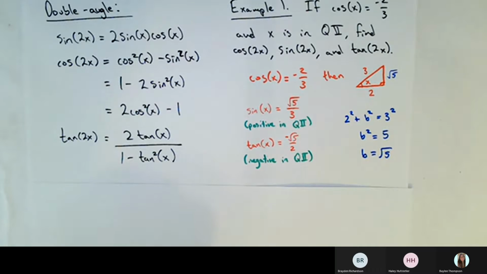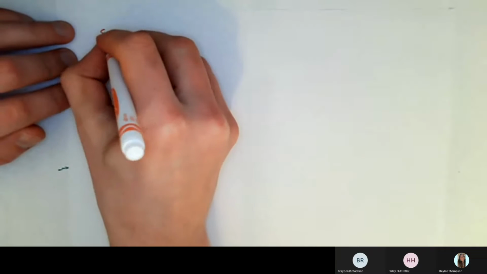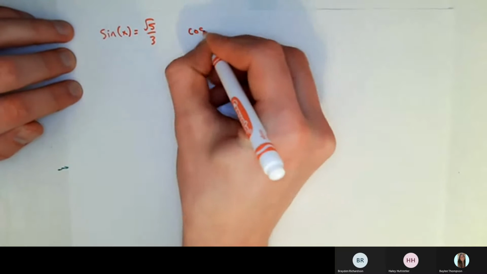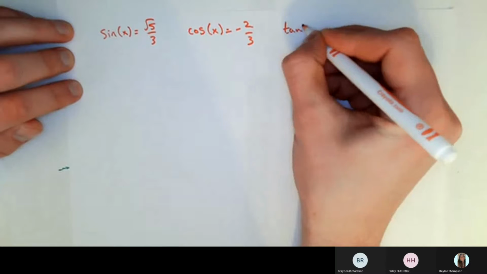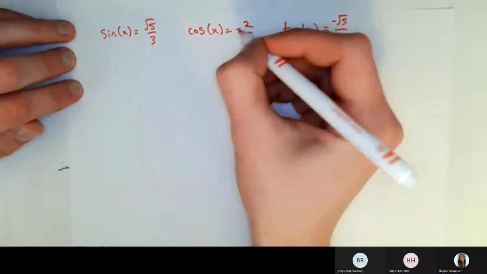For the three of you that have stuck around. Okay. So I have sine of x equals square root of 5/3. I have cosine of x equals negative 2/3. And I have tangent of x equals negative square root of 5/2.